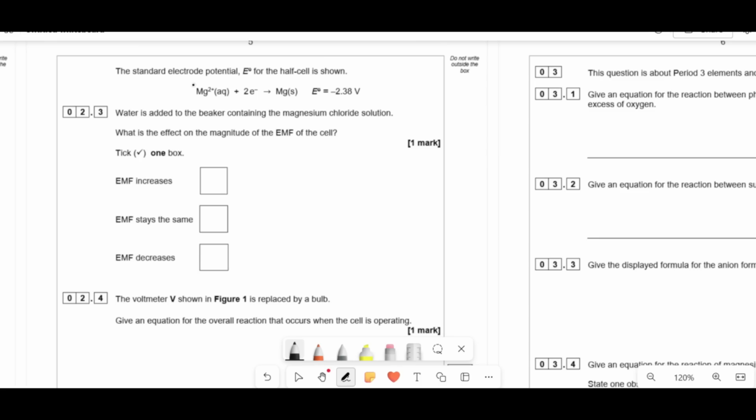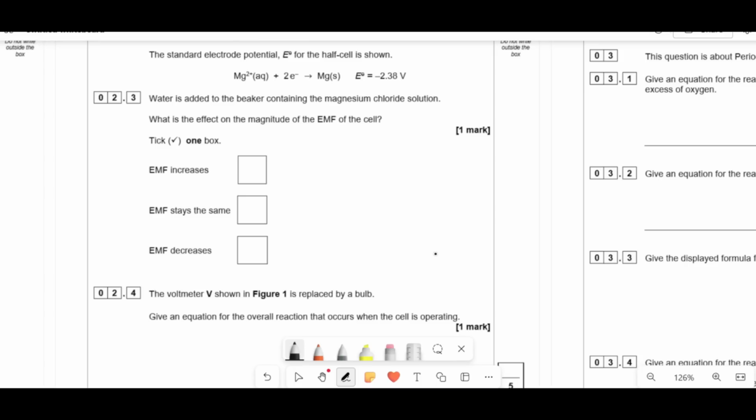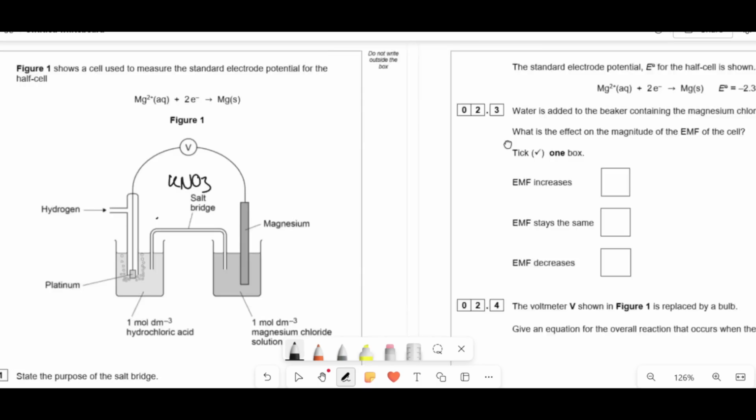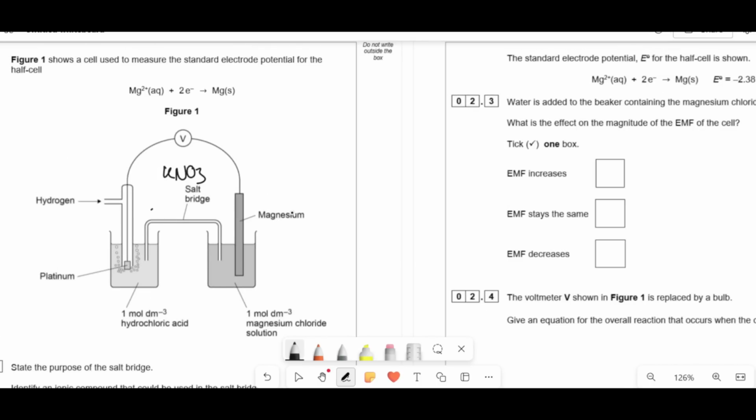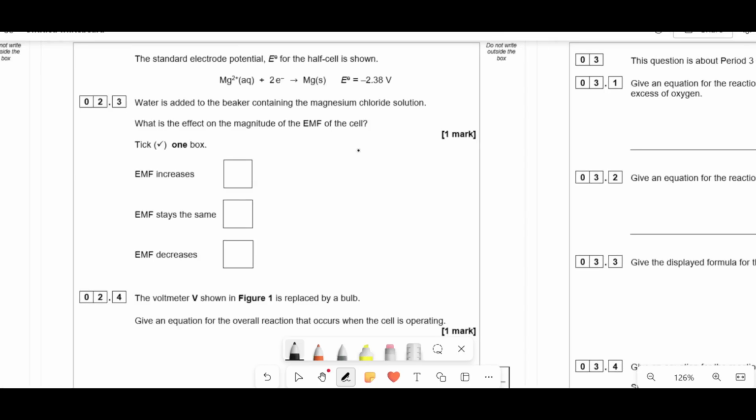So now it says the standard electrode potential of this half cell is shown. Water is added to the beaker containing the magnesium chloride solution. What's the effect on the magnitude of the EMF of the cell? So if we have a look at what's going on here, remember that we always consider this to be 0 and then that to be whatever. And we always put the standard hydrogen one on the left. So that means that E cell is going to equal E right-hand side minus E left-hand side. Now, obviously, the left-hand side is just 0, so E cell equals E right-hand side.